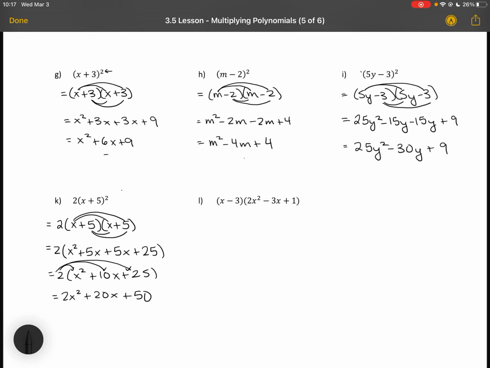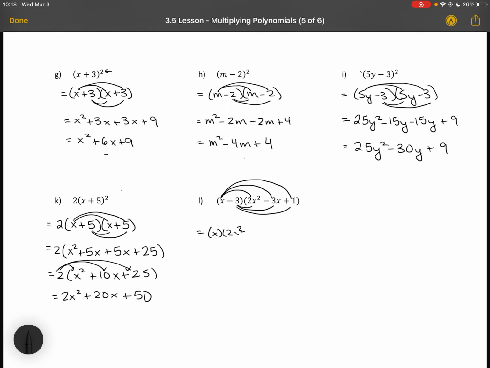My last example, I have a binomial times a trinomial. FOIL doesn't really work here, but what I'm going to do is take each term in my first bracket and multiply it by each term in the second bracket. So this one I'll write out so you can see all the multiplications.